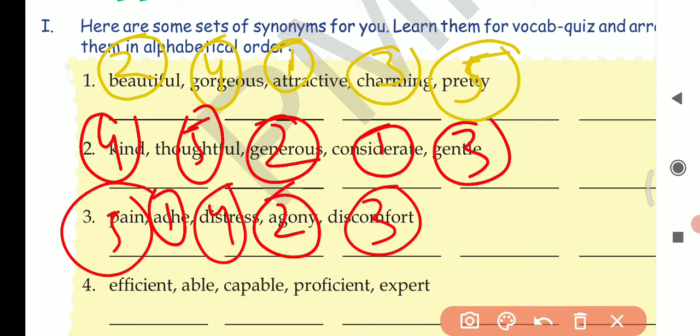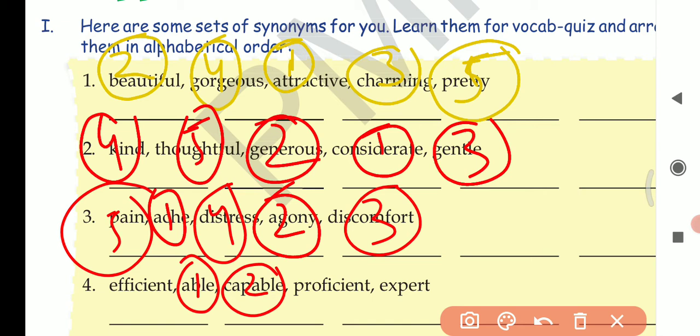Next, question number 4. Efficient, able, capable, proficient or expert. These are synonyms of capable or skilled or expert. So we have one word with A, able. This will come first. With B we don't have. With C we have one word. This will come second, capable.